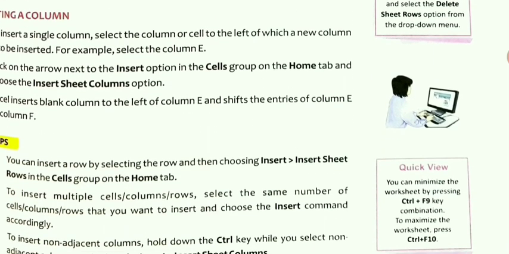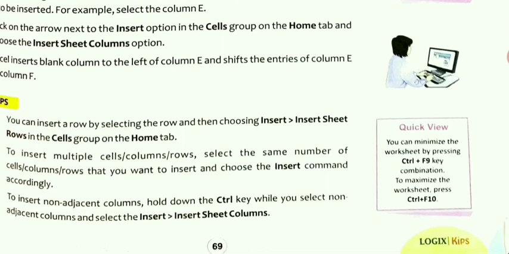Now how to insert a column? To insert a single column, select the column or cell to the left of which a new column is to be inserted. For example, select the column E. Click on the arrow next to the insert option in the cells group on the home tab and choose the insert sheet columns option. Excel inserts blank column to the left of the column E and shifts the entries of column E to column F. So this is the way to insert a column.